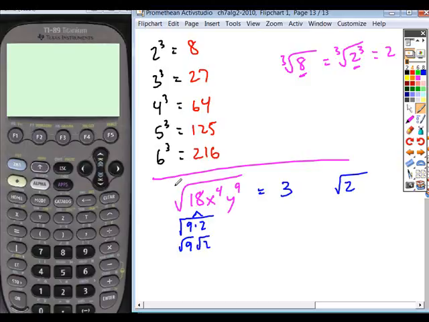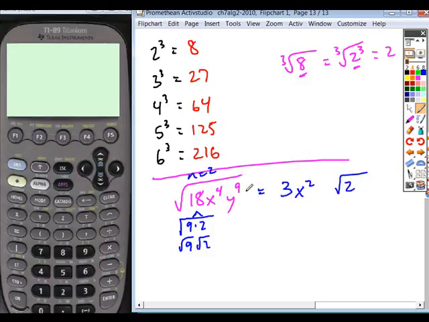Okay, so look at your index. Our n value here is 2. How many groups of 2 can we remove from 4? So that comes out as x squared. And when you remove 2 groups of 4, how many x's will be left inside? None. So you don't have to write an x at all.